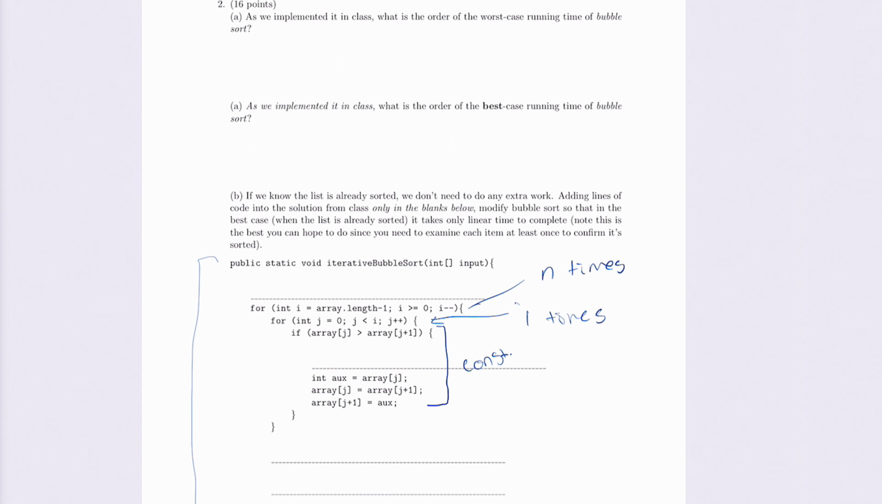Which means our total running time is actually n plus n minus 1 plus n minus 2 plus 2 plus 1, which turns out is big O of n squared. So, as we implement it in class, before we make any changes down here, what's the order of the worst case running time of bubble sort? Well, it's quadratic.